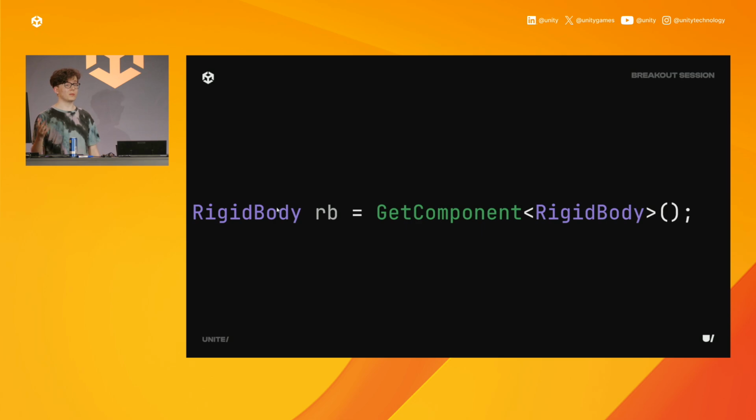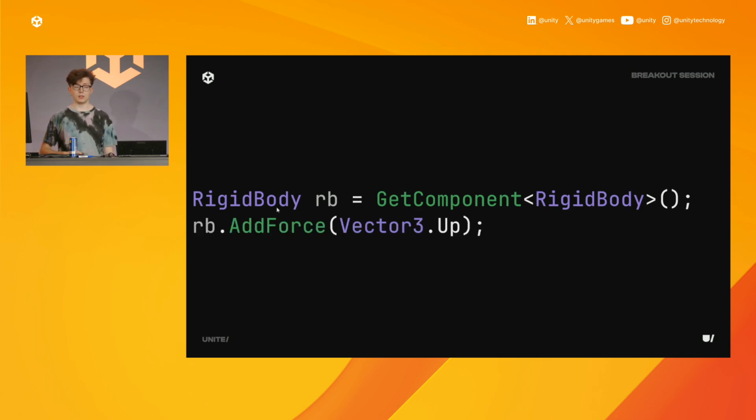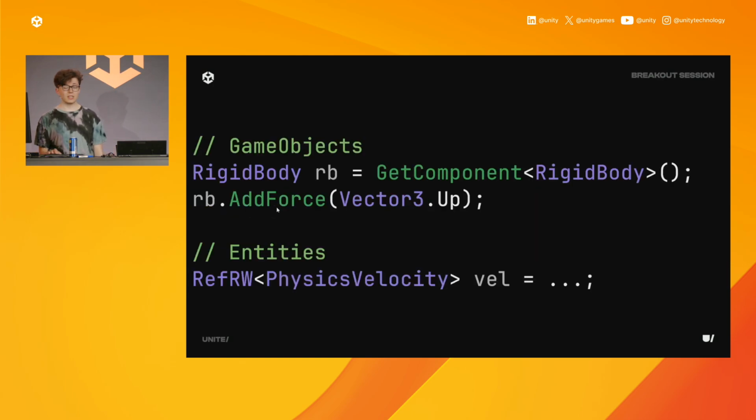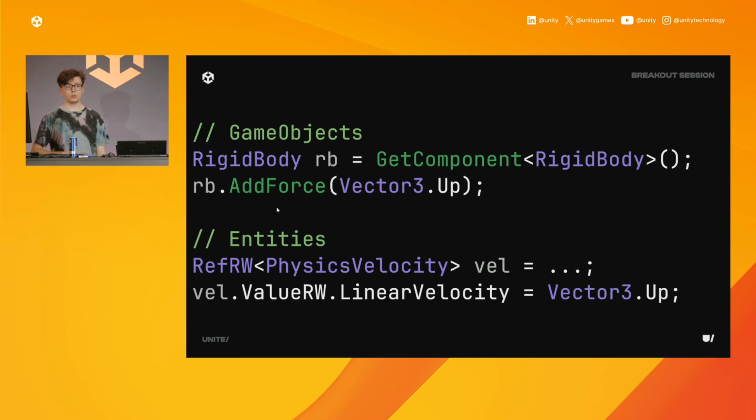When you write a default game object, you're used to being able to get a component and then calling a function on that component in order to enact some sort of behavior on it. In ECS, it's still about getting the component. It's just instead you modify the data, and then some system at some point will pick it up and do the right thing. So the ordering matters.